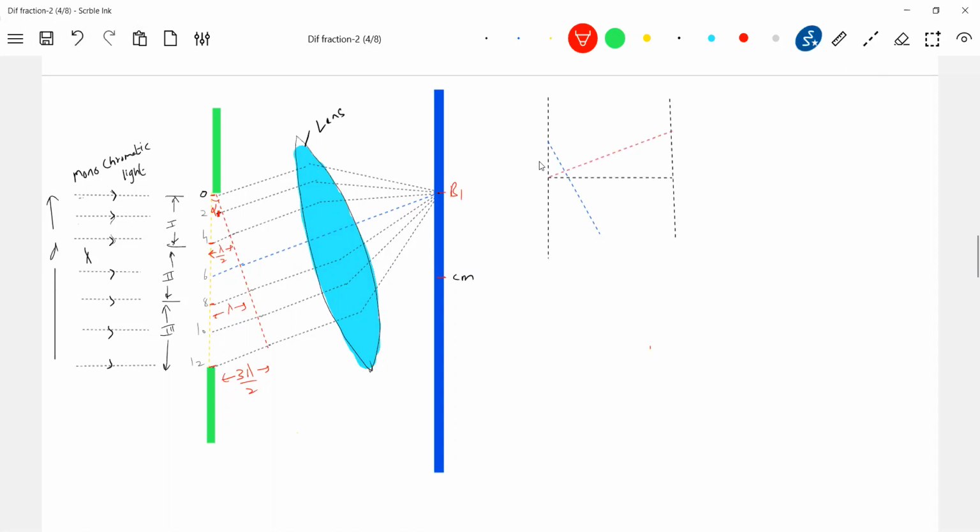One central maxima. YB1, you call it. There's a capital D. So that is not intensity, it is the slit itself. I made it into three parts: D by 3, D by 3, D by 3. If I write it all, so many things will get congested.